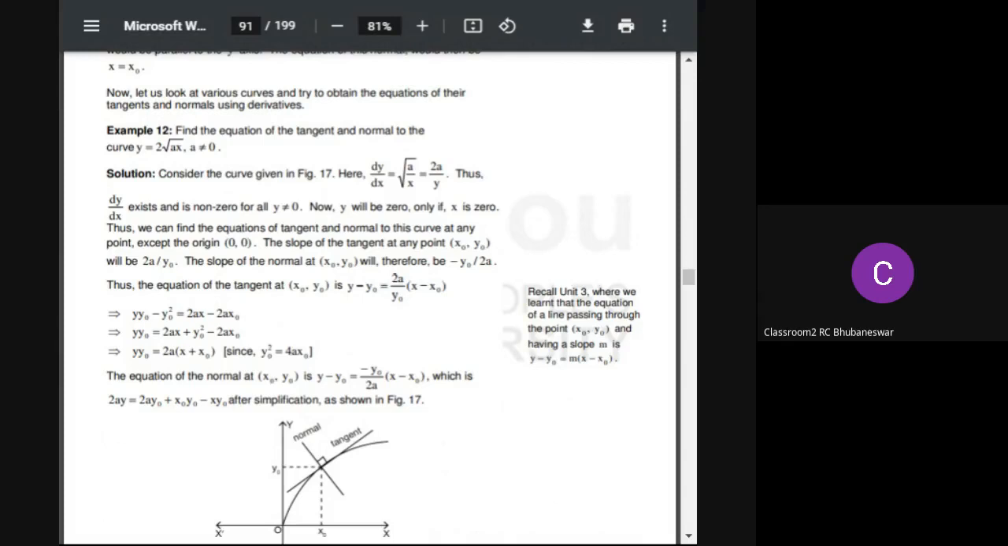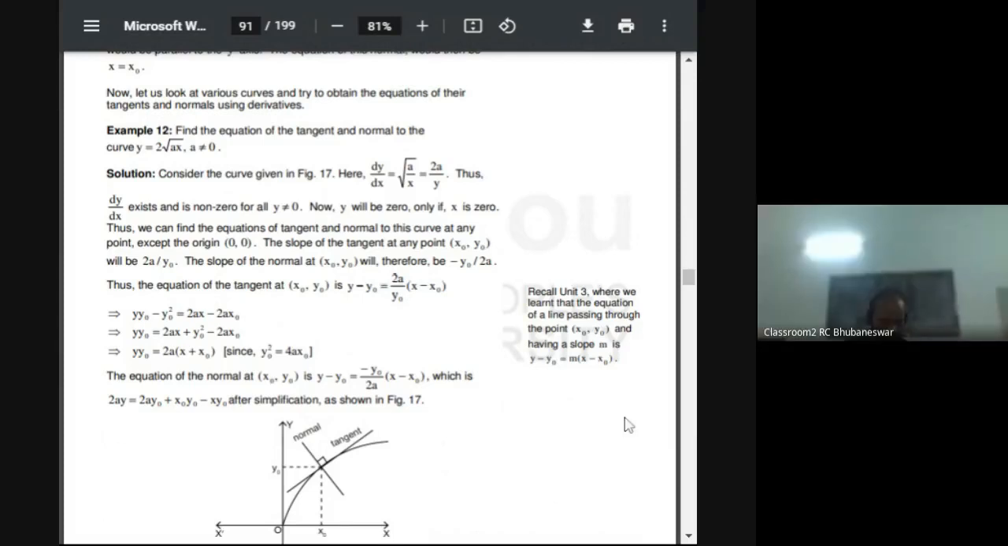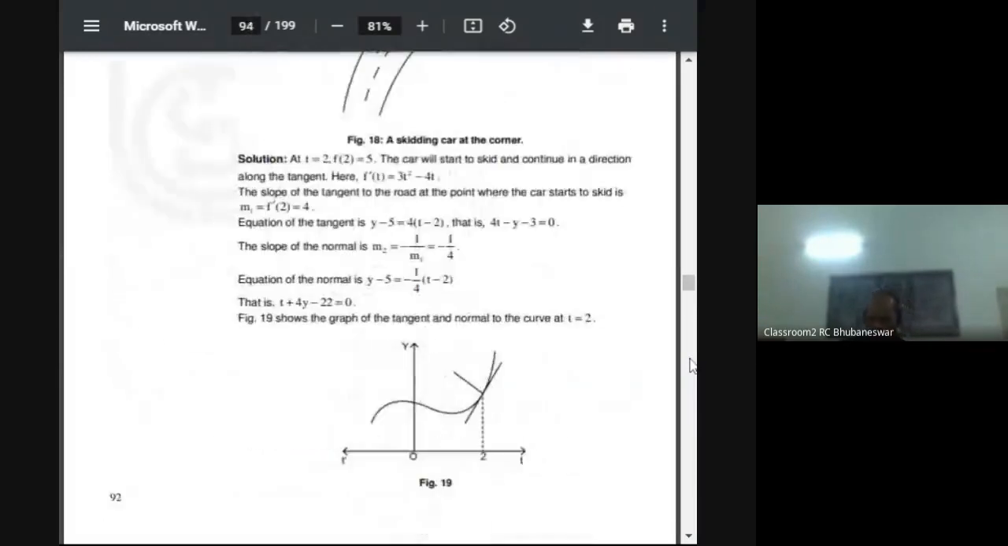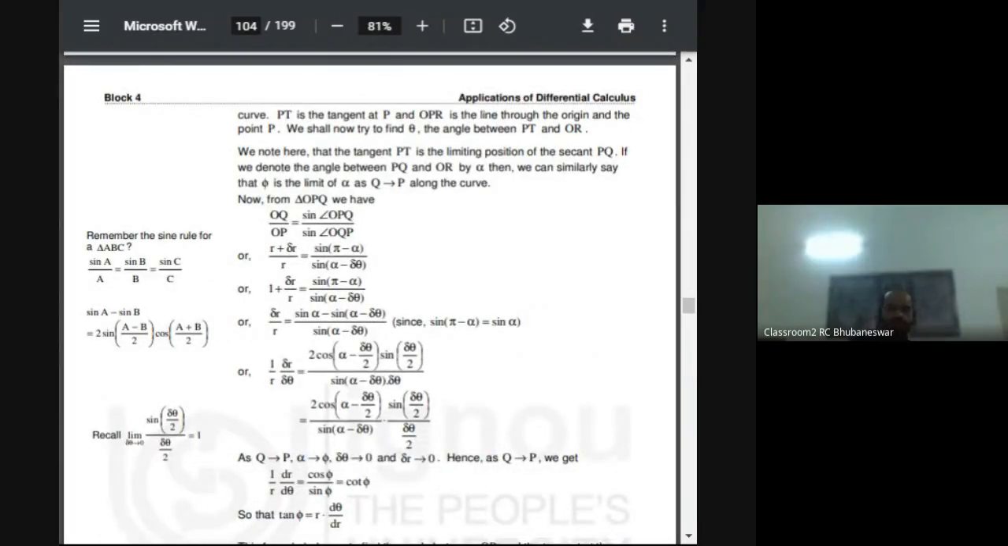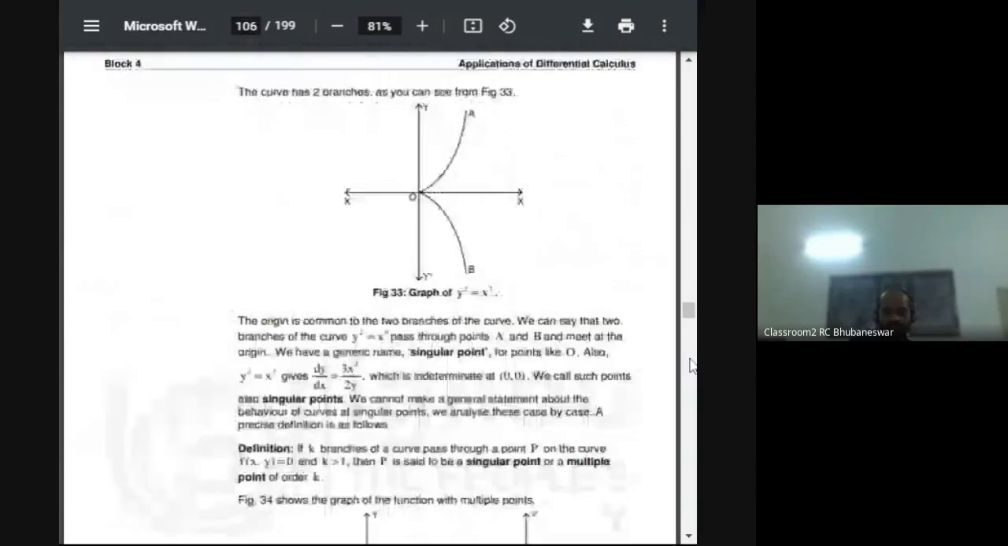Now let us move towards the next unit, unit number 15, which is all about the asymptotes, and it is on page number 117. So let us move towards it.